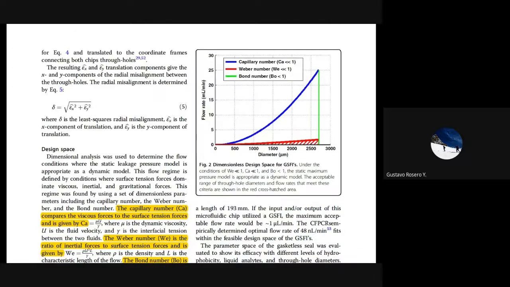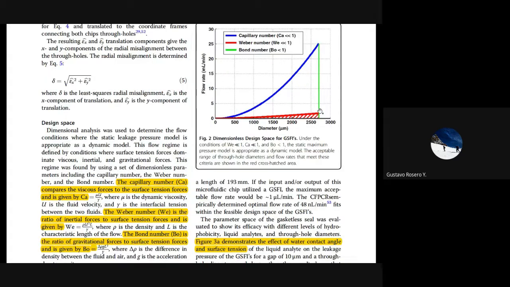These are the forces that they are interested in studying, and that are also involved in this experiment. In this situation, you have the capillary number, which is related to viscous forces and surface tension. And also the Weber number, which also includes the diameter of this drop and the tension forces. And finally the Bond number, which is related to the gravity forces and also tension forces.